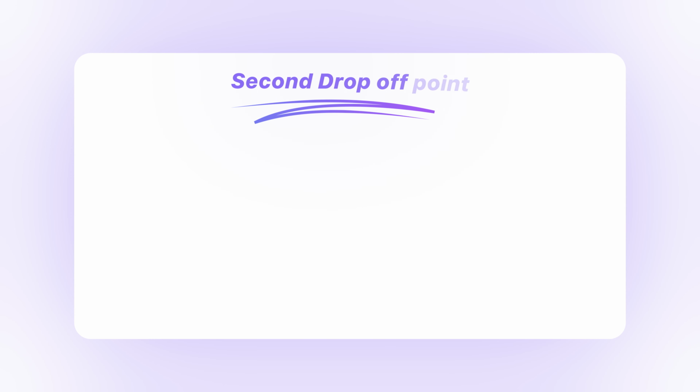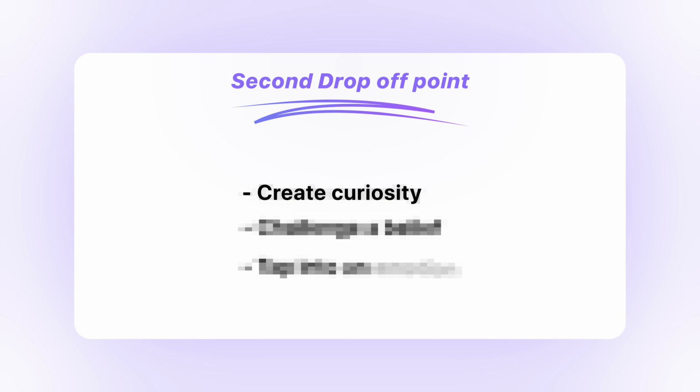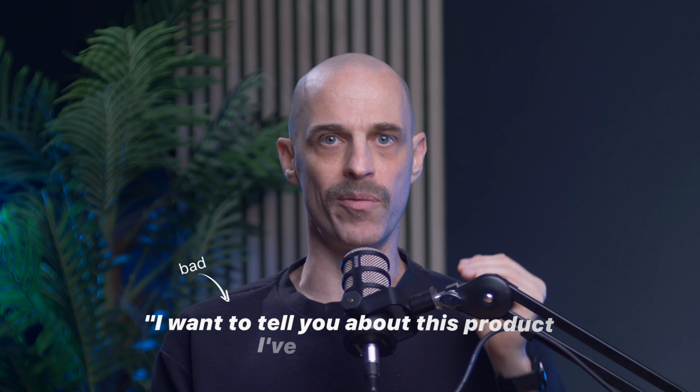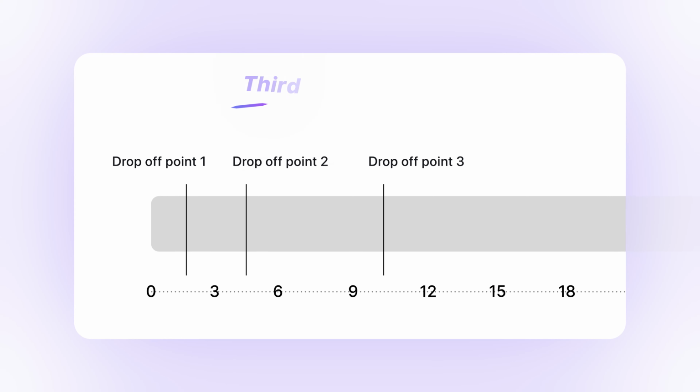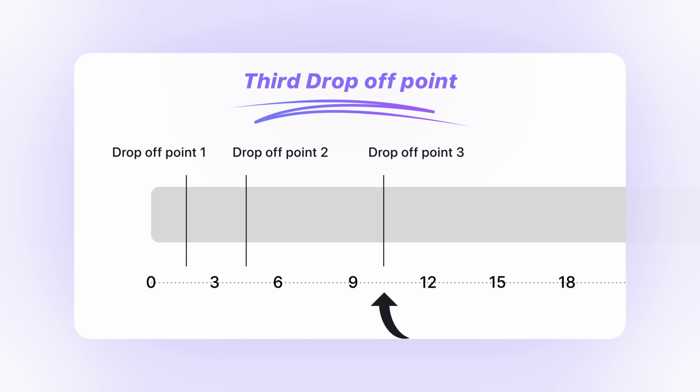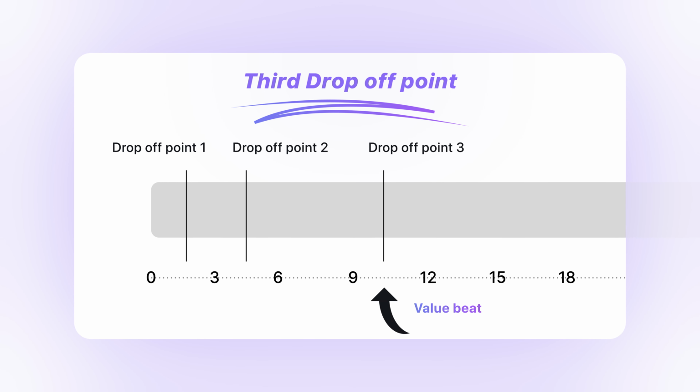For the second drop-off point, your opening line needs to be one of 3 things. Create curiosity, challenge a belief, or tap into an emotion. Let's see an example. Bad opening line: I want to tell you about this product I've been using. Good opening line: I wasted $300 before I found this. The first one is an announcement. The second one is a story hook. Big difference.